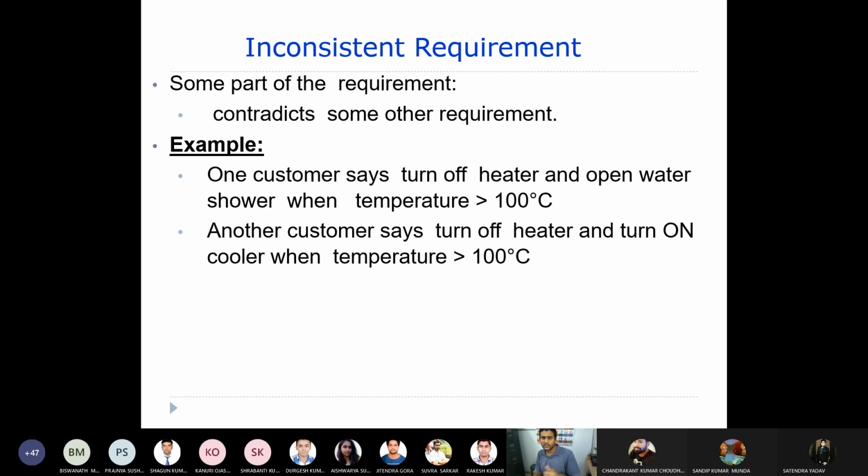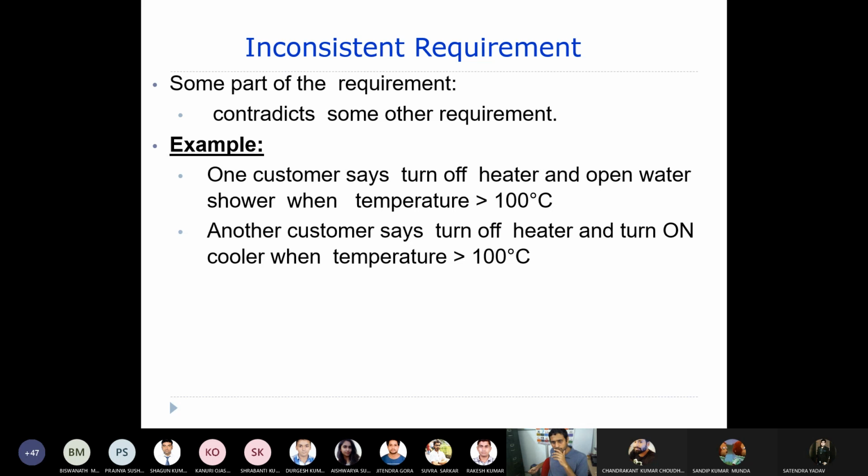Now let's say there are two requirements. One customer says turn off heater and open water shower when temperature is greater than 100. So when the temperature is more than 100 degrees centigrade, in that case what you need to do? You need to turn off the heater and you need to open the water shower, so as to cool down the temperature, right? So this is what one requirement is saying.